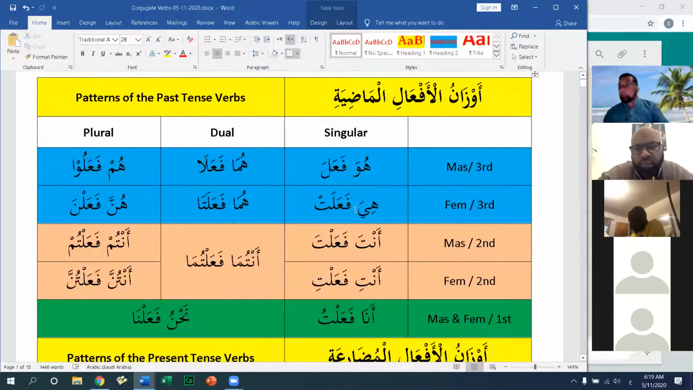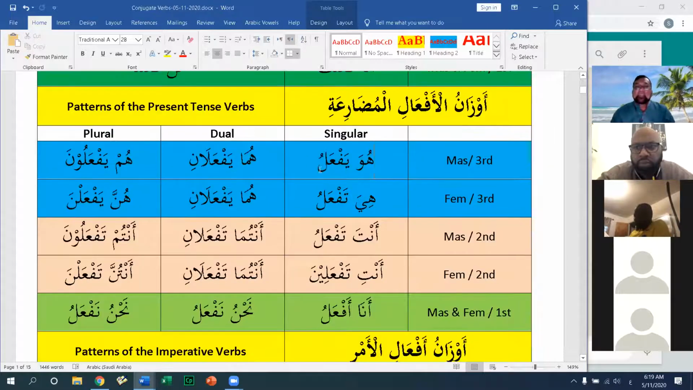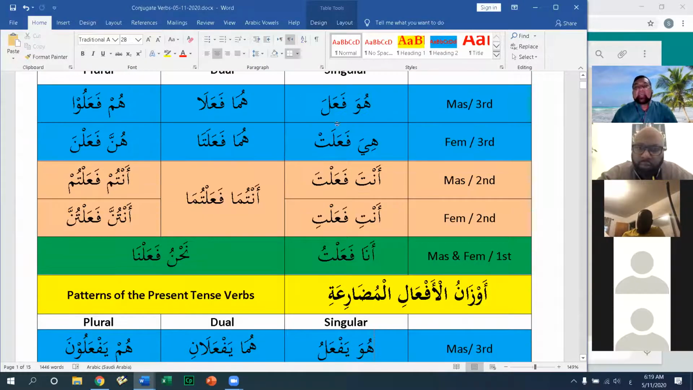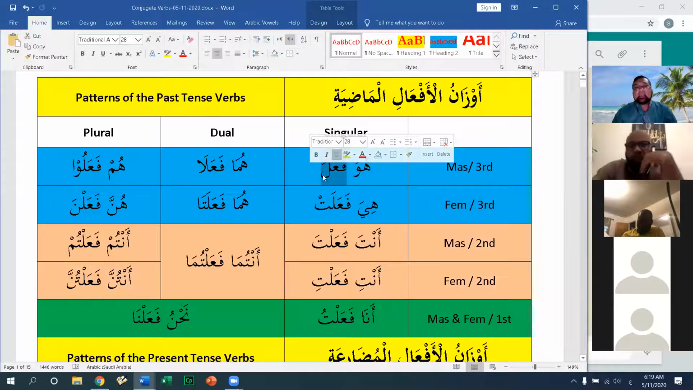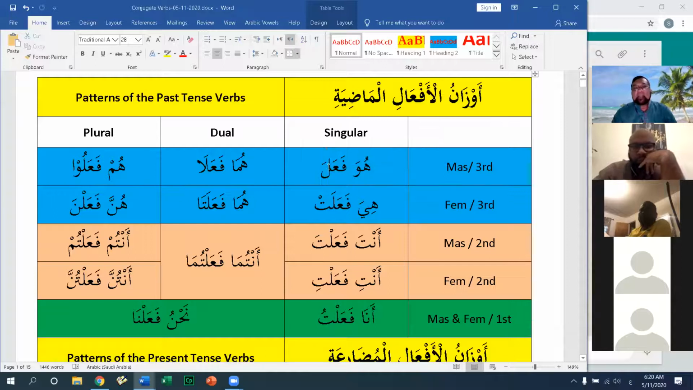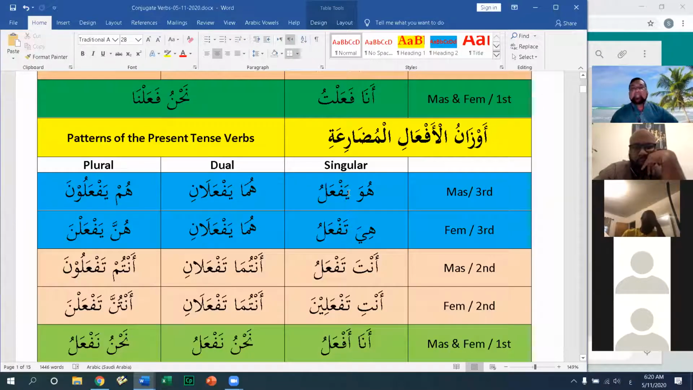Now, I'm going over this quick because we went over it last week, because I want to take you to you actually practicing it. You notice the ending of the verbs are changed in the past tense. And fa'ala, the fa, the ain, will remain the same, and the lam would have fatha sometime and sukun sometime. In present tense, the first letter is changed.